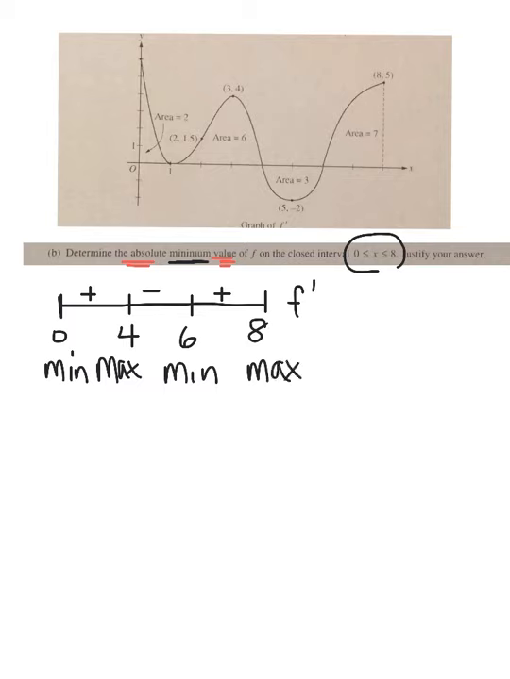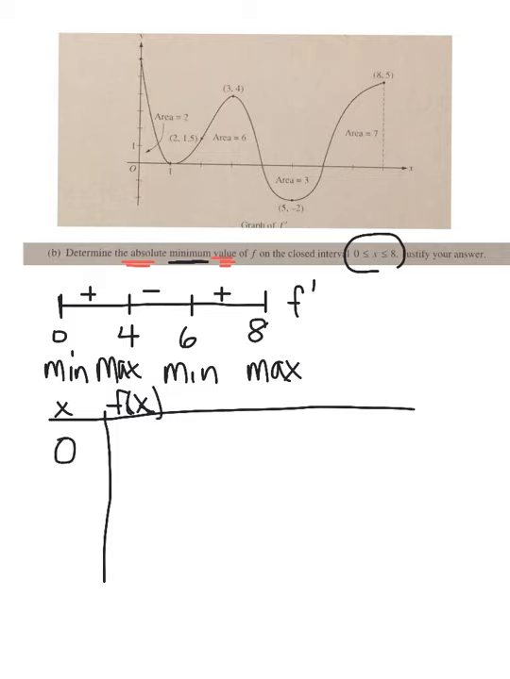Okay, so then our 2 candidates for minimums would be at x equals 0 and x equals 6, right? So basically what we need to do is set up a chart. Okay, so we've got x values, and then we're going to figure out what f of x is, right? So we have 0, and our other option is 6.